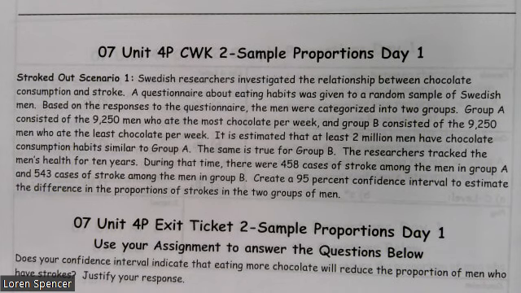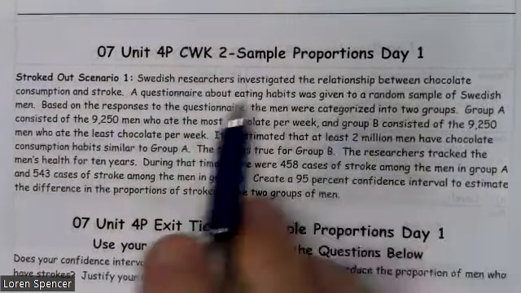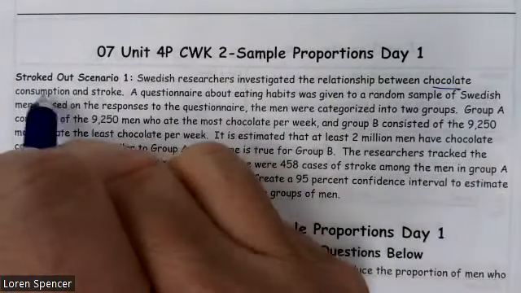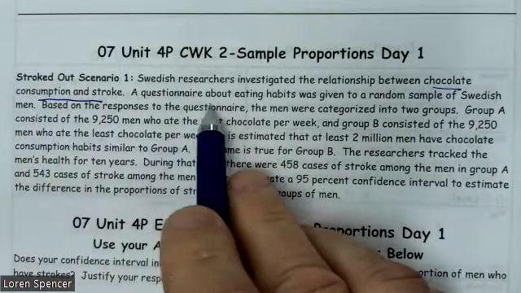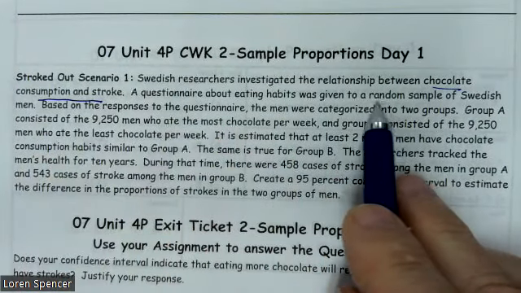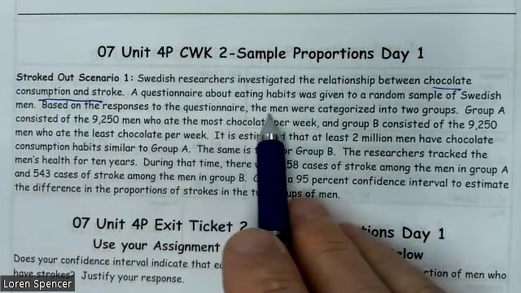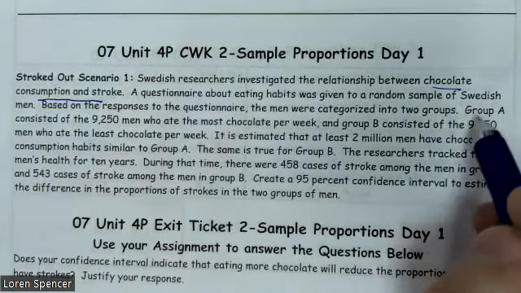We're going to do two sample proportions and run a confidence interval. Swedish researchers investigated the relationship between chocolate consumption and stroke. A questionnaire about eating habits was given to a random sample of Swedish men. Based on the responses, the men were categorized into two categories.